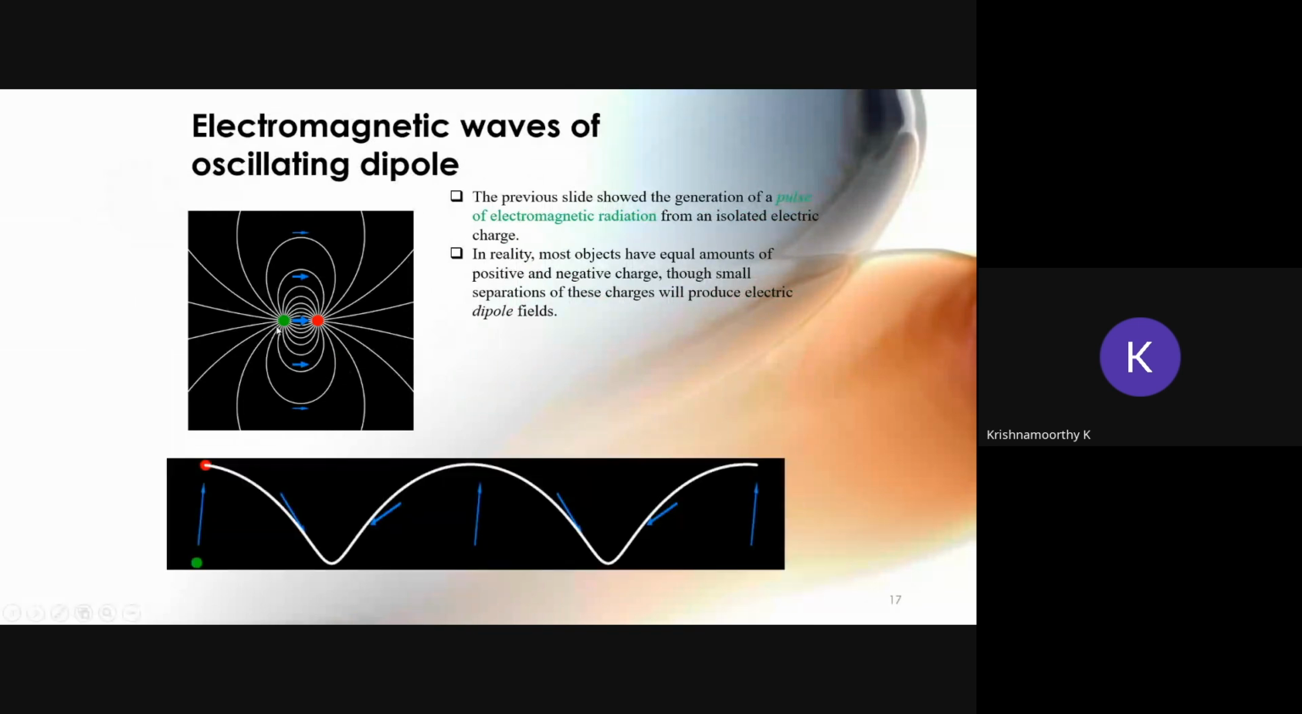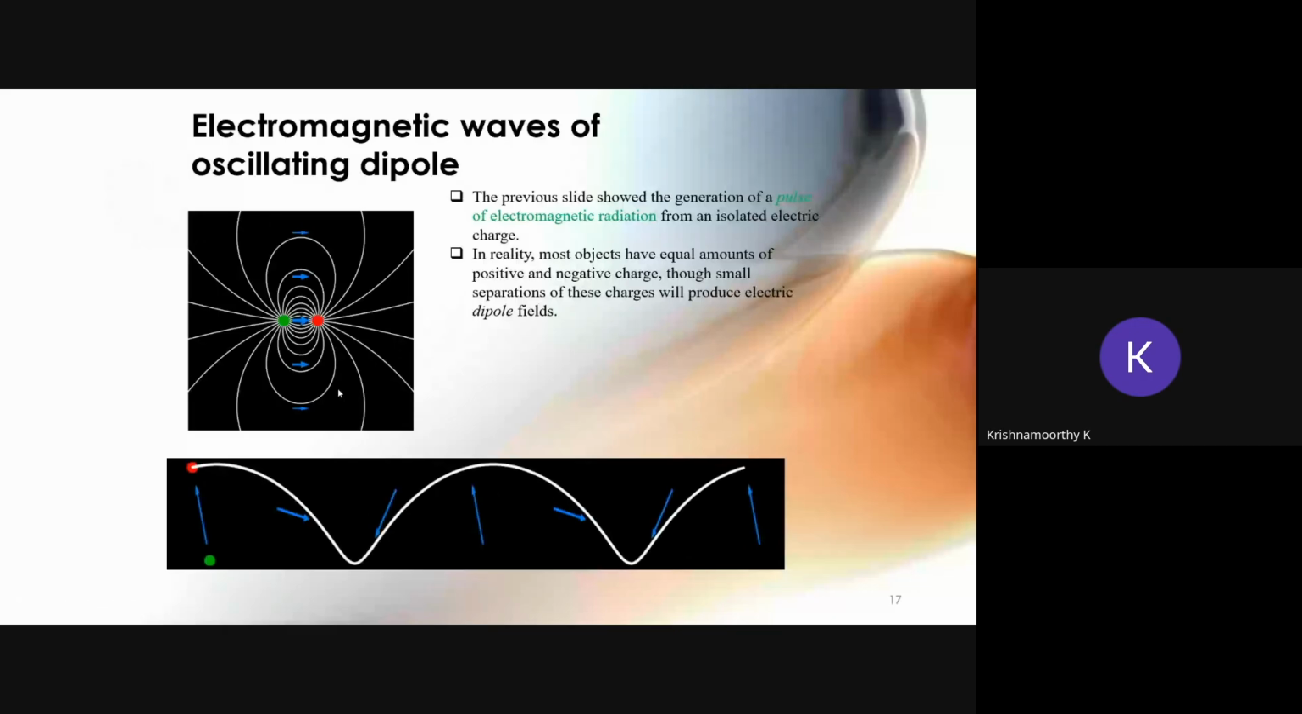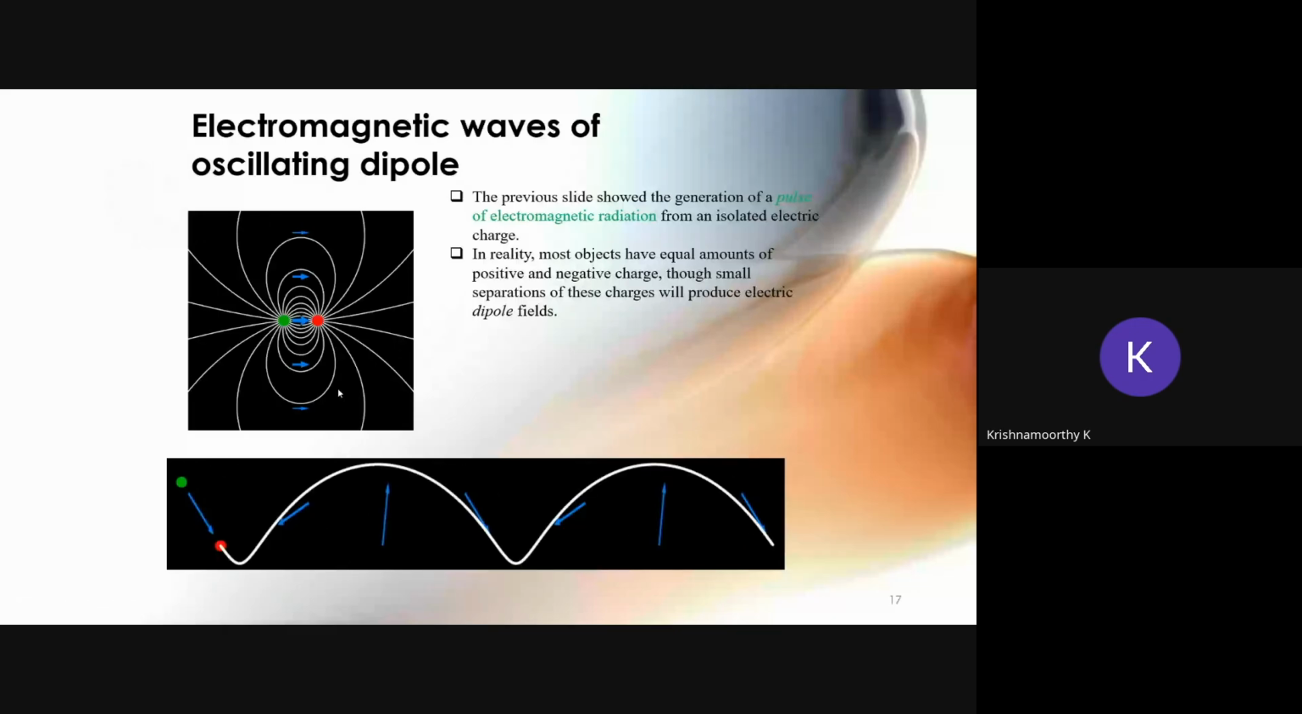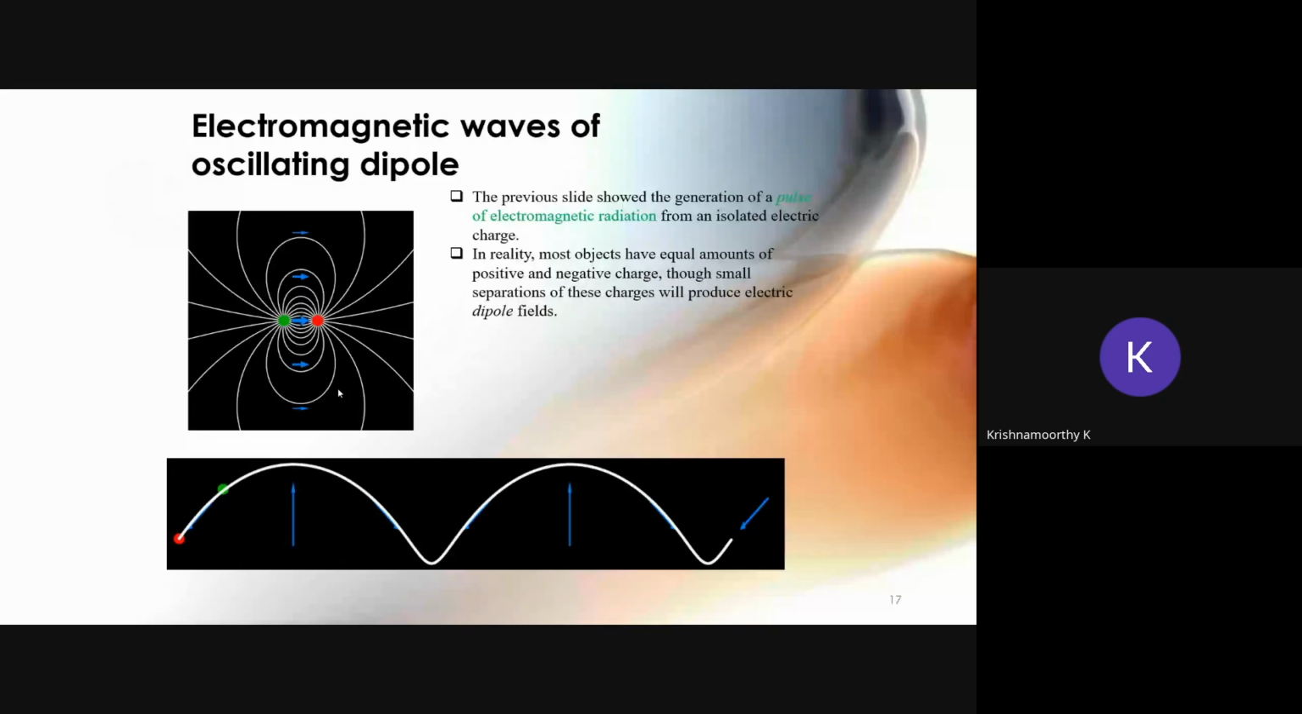Like this, in the case of the dipole antenna, whenever the oscillating electric current is flowing to the dipole, we can have this kind of electric field, and the electric charges, positive and negative, are separated this way, and they are going to oscillate. This oscillation is going to create the time varying electric field. The time varying electric field again is going to create the time varying magnetic field. So we can have the electromagnetic radiation.